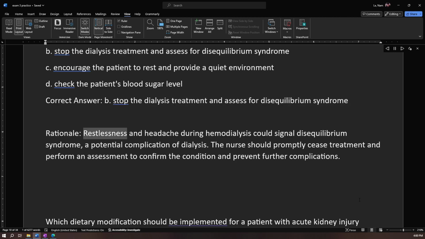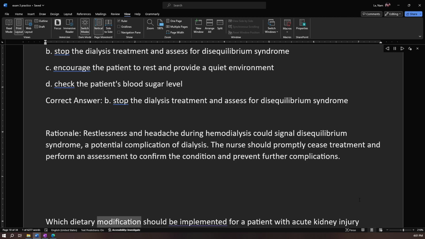Rationale: restlessness and headache during hemodialysis could signal disequilibrium syndrome, a potential complication of dialysis. The nurse should promptly cease treatment and perform an assessment to confirm the condition and prevent further complications.